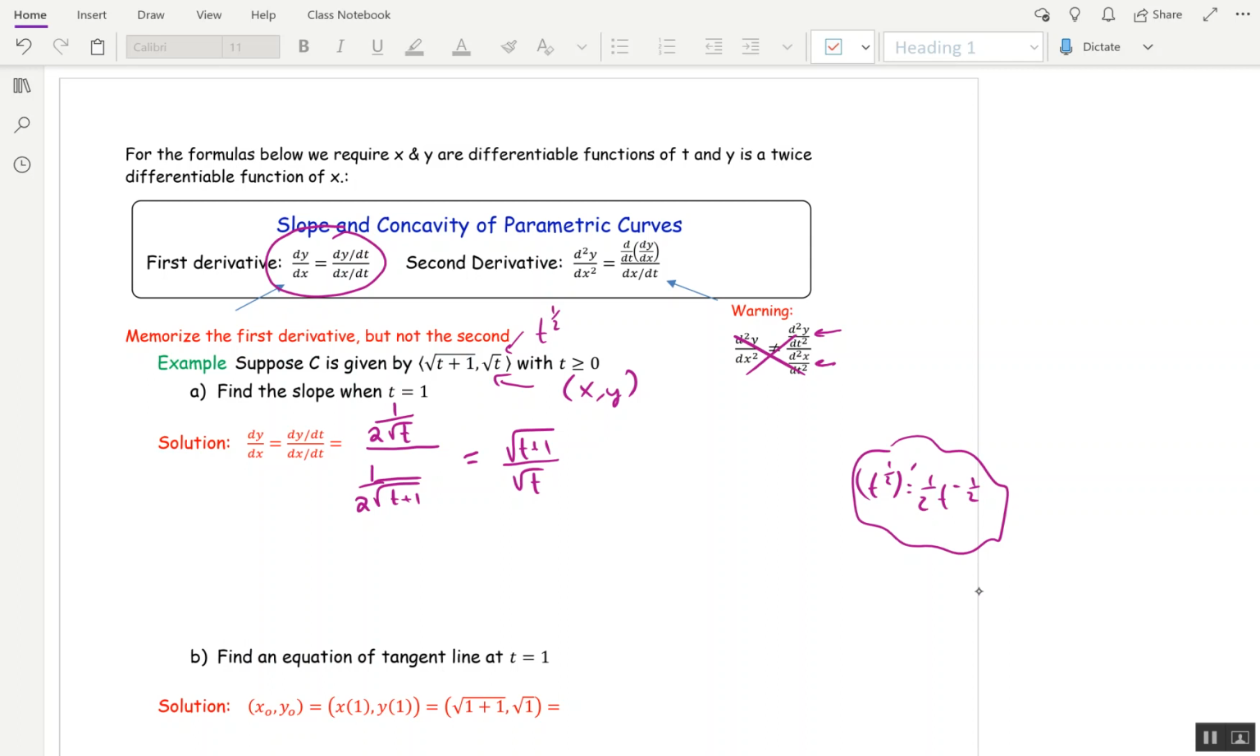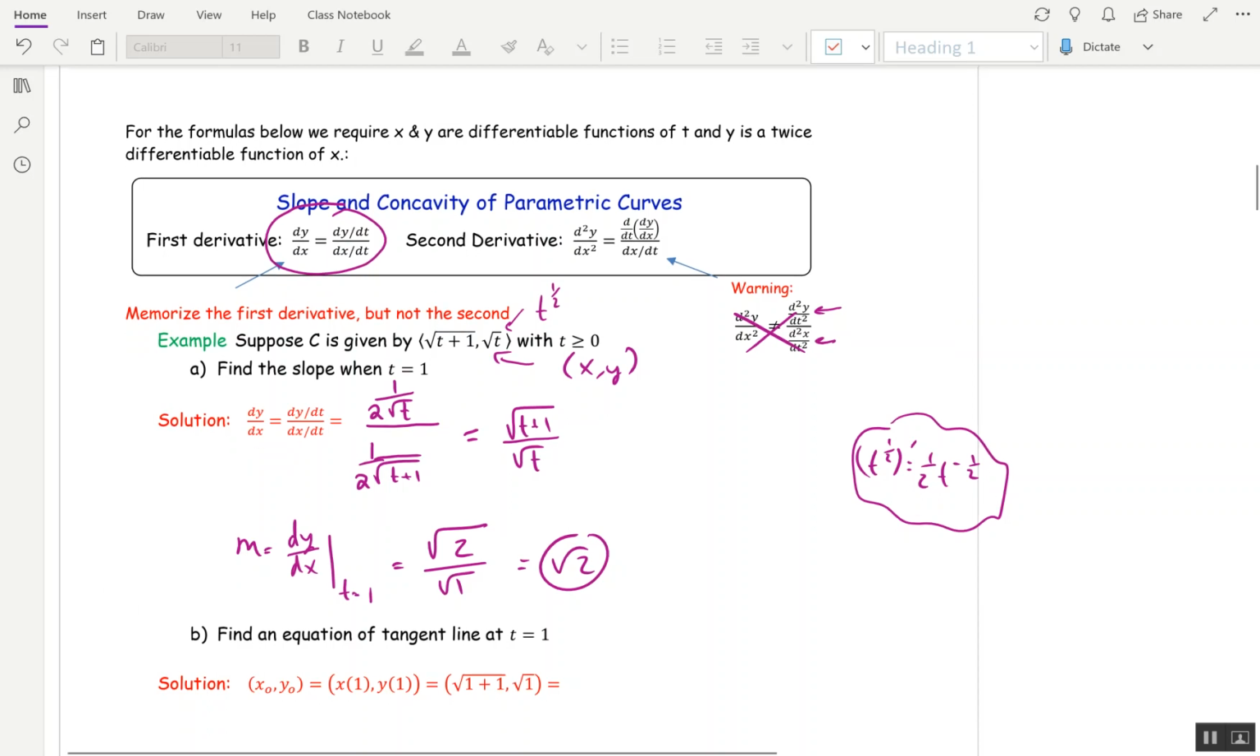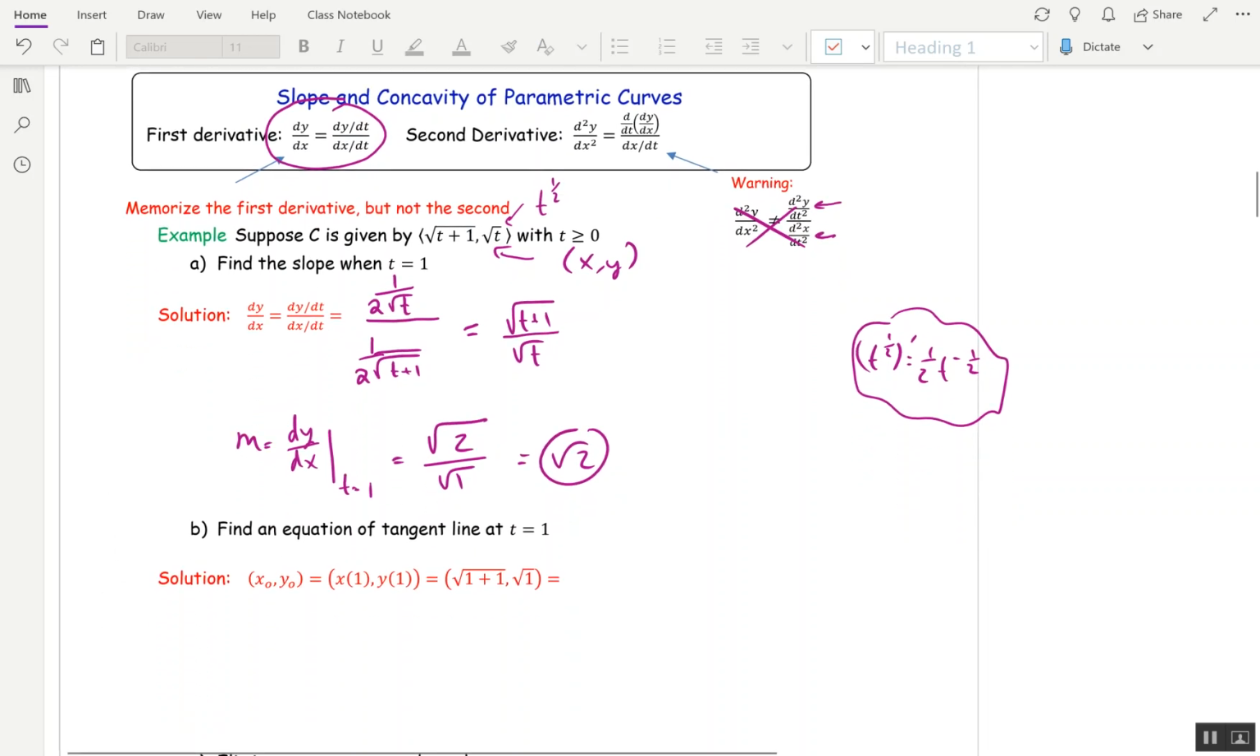And now our slope when t is 1, I'll call it m. That's dy/dx at t equals 1. So that's the square root of 1 plus 1, which is 2, over the square root of 1, which is 1, so root 2. And I'm calling it m because I'm going to use that slope in the point-slope formula down below, right here, when we find an equation of the tangent line.